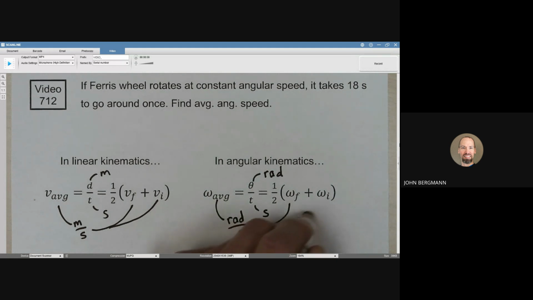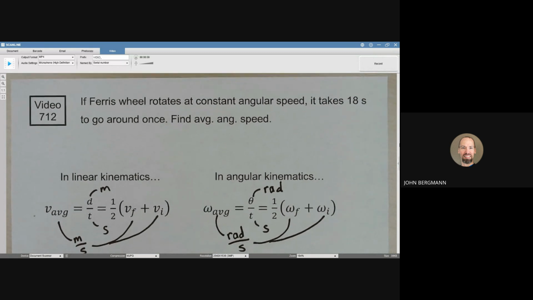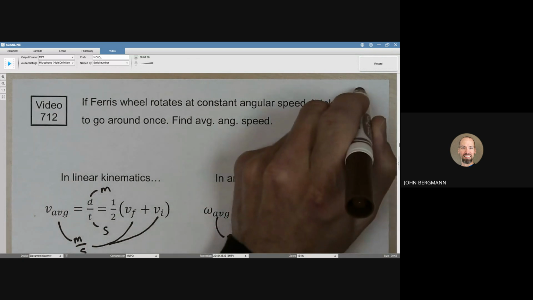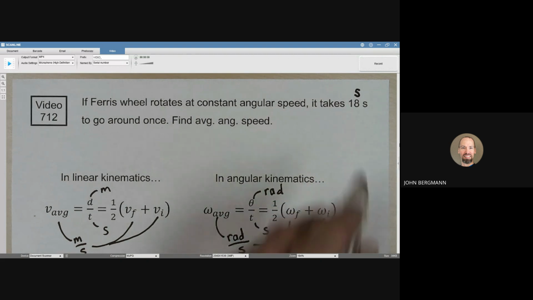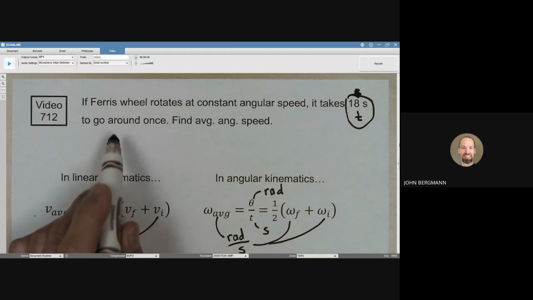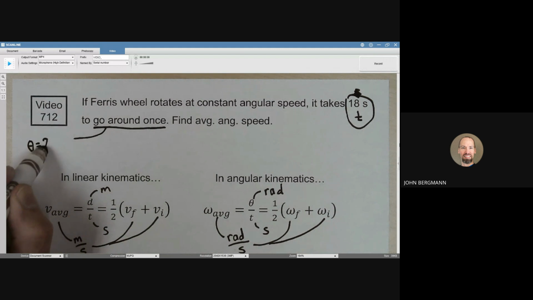And we're going to take a couple of videos and do some problems that deal with angular kinematics. Let's try one here. We have a Ferris wheel that rotates at a constant angular speed, and it takes 18 seconds to go around once. We want to find its average angular speed. The time is 18 seconds, so that's going to be t right there. It says that it goes around once. That is a hint to us. In other words, the angular displacement, when we go around once, is 2 pi radians.